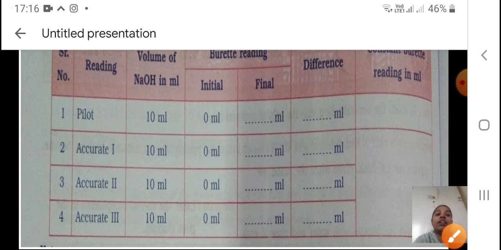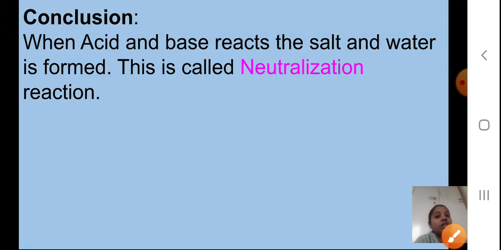Okay, now the last part is our conclusion. When acid and base react, salt and water are formed. Yes, this is called a neutralization reaction. I hope, students, you understood the experiment. Okay, what I taught you now.